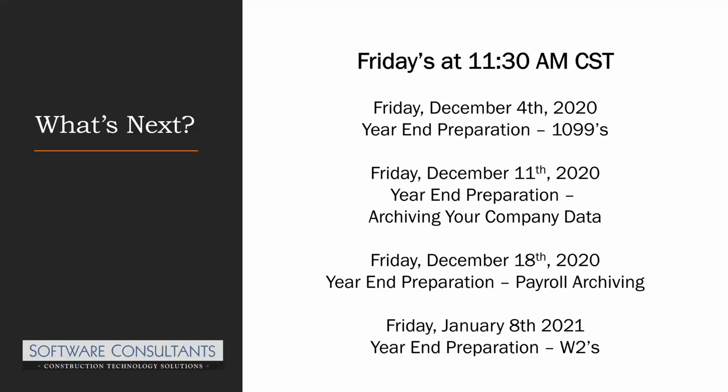You can see we're going to do 1099s. That's always my favorite. I love to tell people, get your act together, clean up your vendors, get a W-9. This is very important, right? The 1099 process is not monitored real tightly, I think, by the IRS, but I'm a pretty good advocate for saying, let's get it together and make them right the first time. And then we've got year-end preparation, archiving your company data, payroll archiving, and finally W-2 in January. So this is just the outline for what's next.